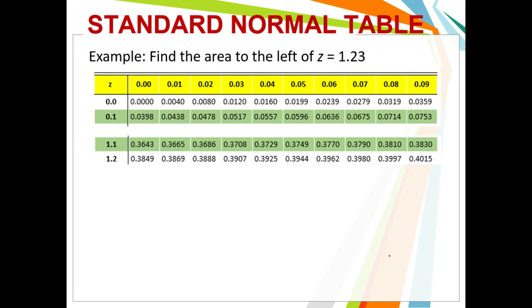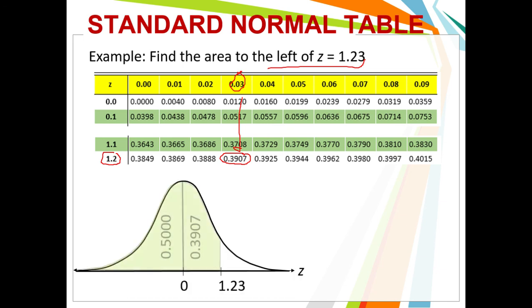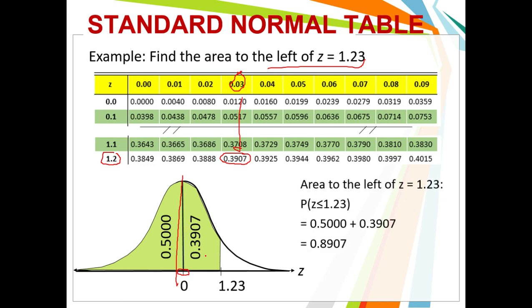Okay, another example, find the area to the left of z = 1.23. Parang similar kanina, area to the left. So the first thing to do is find the z-score, 1.23, that is 1.2, and let's look for the 0.03. So ang intersection nila is 0.3907. So i-draw natin sa curve. So we have 0.5, yung half ng ating curve from 0. And then from 0 to positive 1.23 is 0.3907. So we simply add the two values. So the answer is 0.8907.